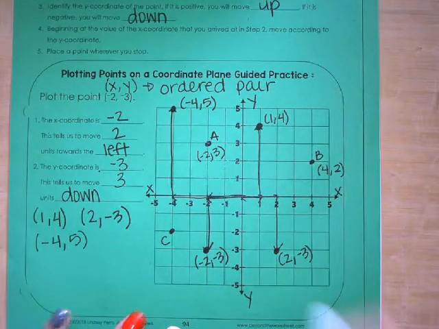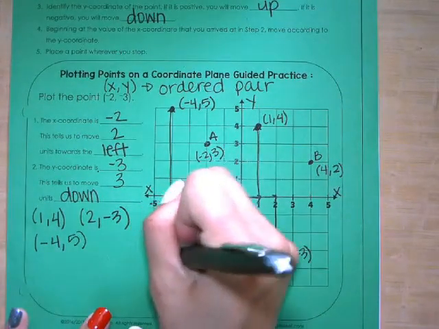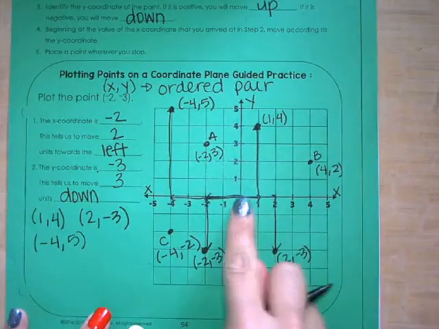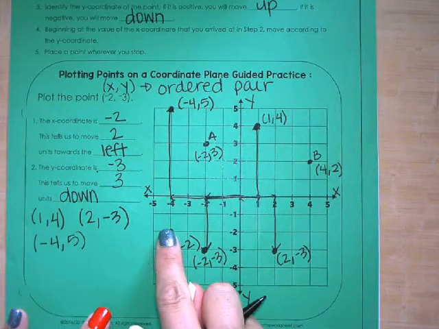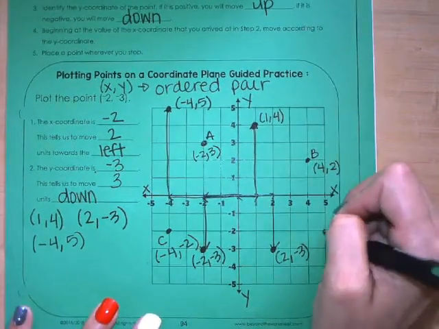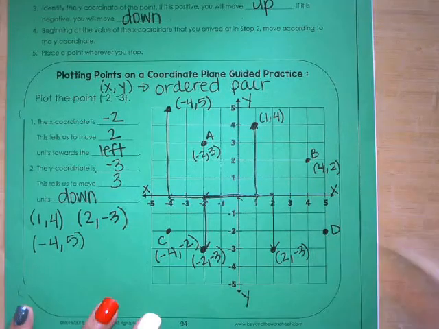What did we get, everyone? -4 what? Good. We went to the left 4, so it's negative. We went down 2, so it's a -2. What quadrant is it in? All right, last one, guys. Do that one for me.